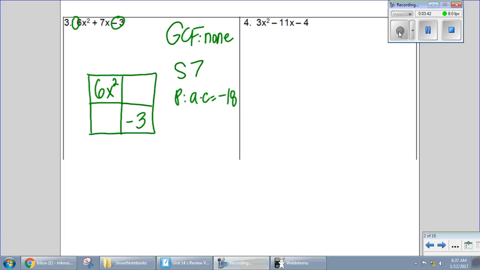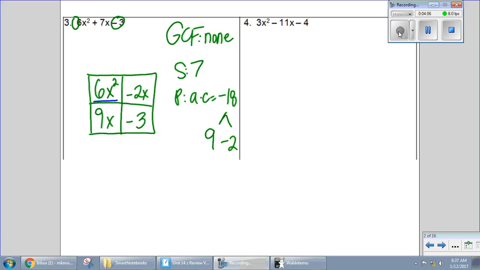Okay, I need to find the factors to fill in my other two squares so I can factor out the box. The factors that are going to add to 7 are 9 and -2. That multiplies to -18 and adds to give me a +7. So I can put 9x and -2x. Now I'm going to factor out.